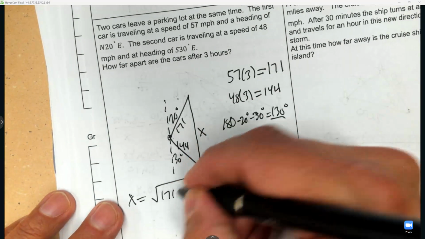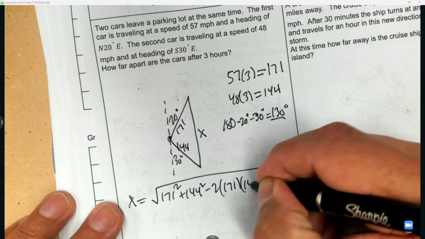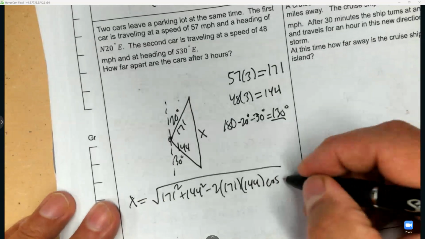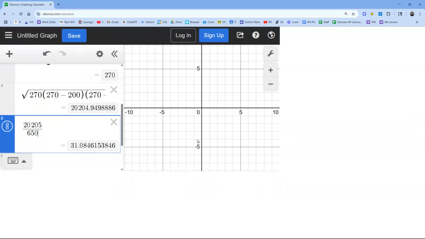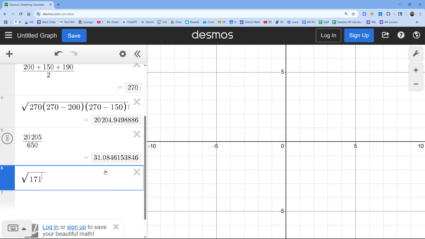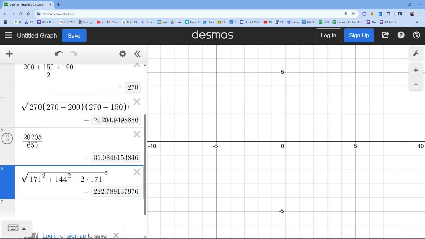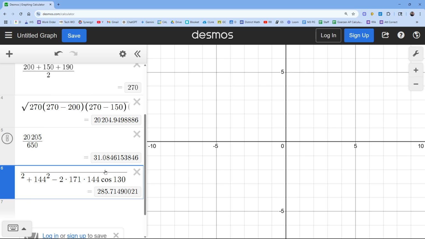We start with 171 and 144 and use the formula. And then cosine of the angle, which is 130. And we're going to type that into Desmos. And cosine 130. And so that's 285.7 miles apart.